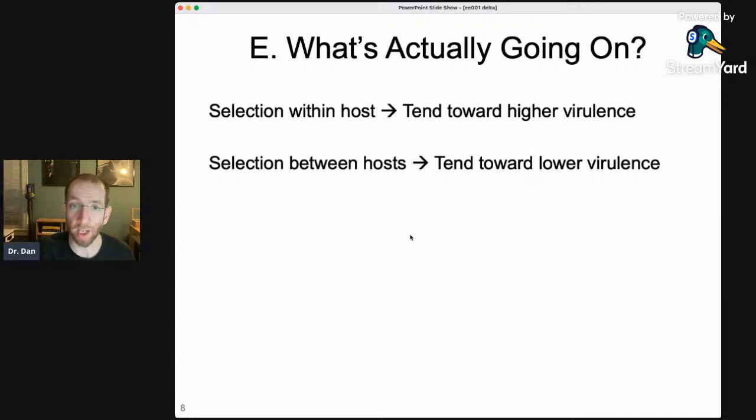If the main selective pressure driving the evolution of that pathogen is selection between hosts, selection to get efficiently from one host to another, that's going to tend towards lower virulence. Again, general rule, not in every case, but in general, we see that that will tend towards lower virulence.